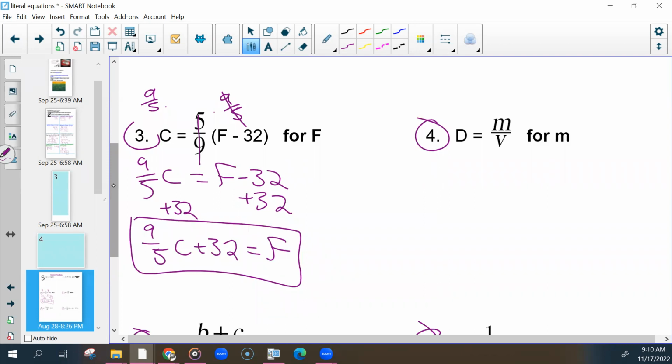Okay. Number 4, what are we trying to get by itself? M. Right now, M is being divided by V, so we need to get rid of V. How would we do that? Multiply by V on both sides. Because then the V's would cancel.